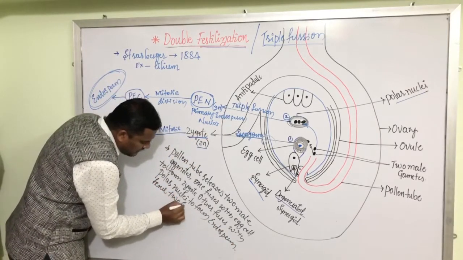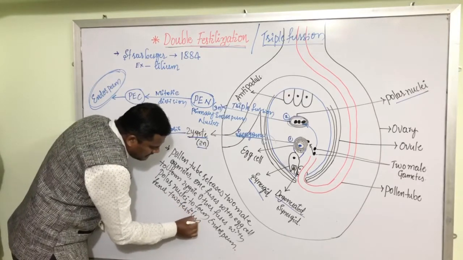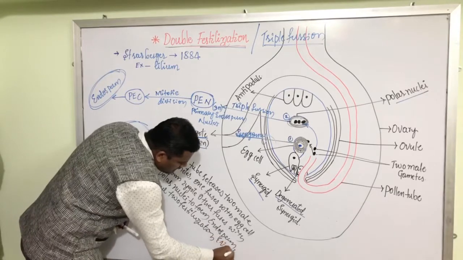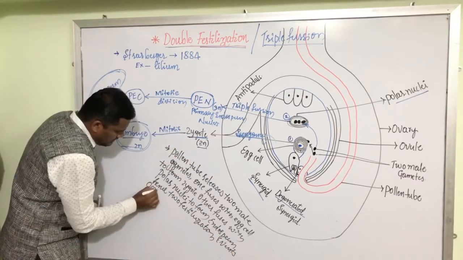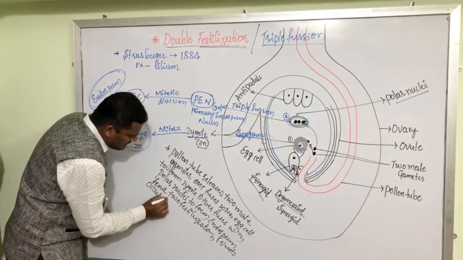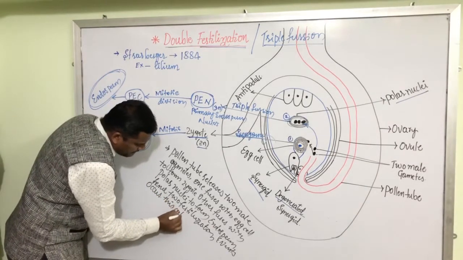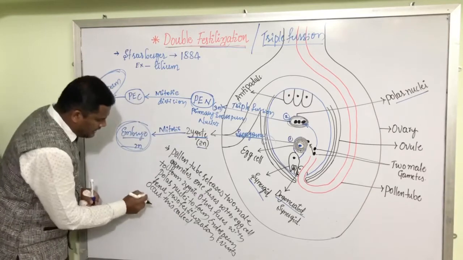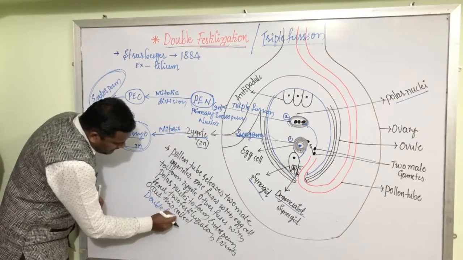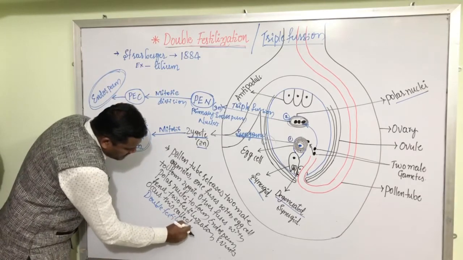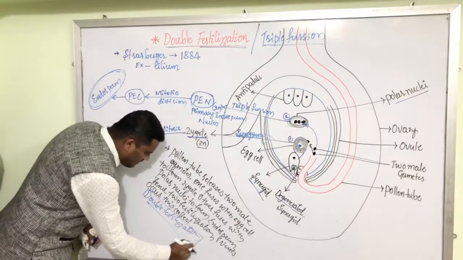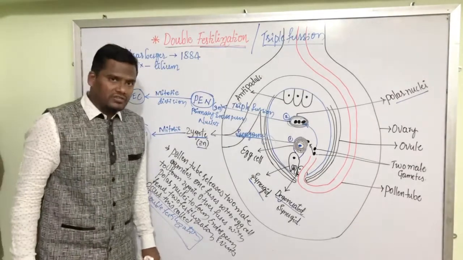Hence, 2 fertilization events occur. This is called double fertilization. This is the scientific definition of double fertilization.